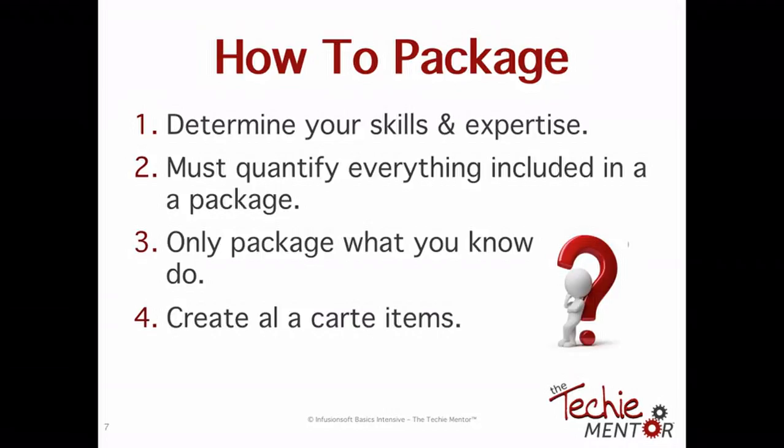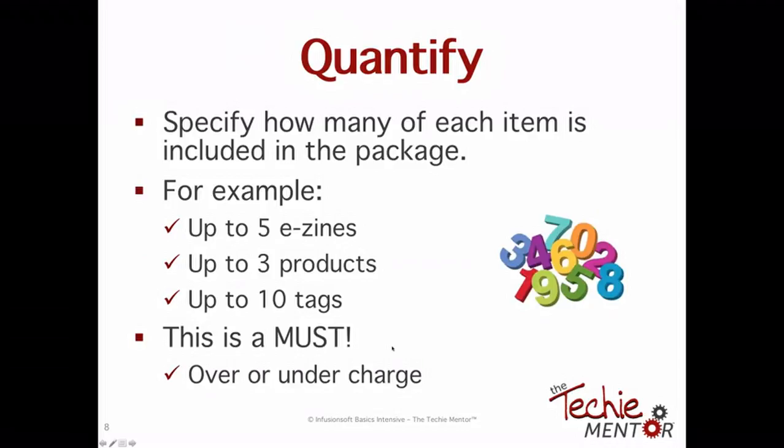So only package what you know how to do, and then create a la carte items. And a la carte items are the one-offs. So think of a menu when you go to a restaurant. They'll have their meals, right? And then they have an a la carte menu if you want something additional to that. It's the same concept when you package. You want to create additional one-offs. So if you have a package that includes 4 e-zine broadcasts, you would create an a la carte item for one additional at a specific price, $15, $25, whatever. And that way, if a client had more than what was in your package, it's very easy for you to customize it because you already have the pricing. So think of an a la carte menu at a restaurant. It's the same idea.